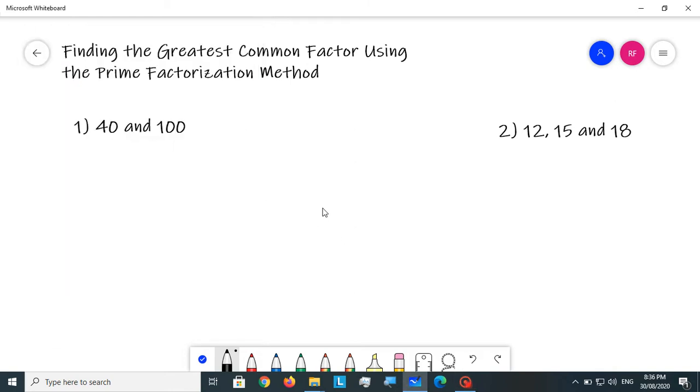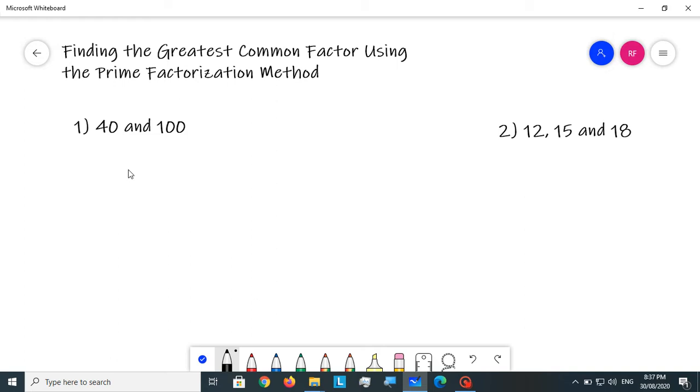Hello! In this video, I'm going to show you how to get the greatest common factor or the GCF of two or more numbers using the prime factorization method. Of course, you need to review your prime factorization. Here, for example, we have 40 and 100. So first, we need to get the prime factors of both 40 and 100.